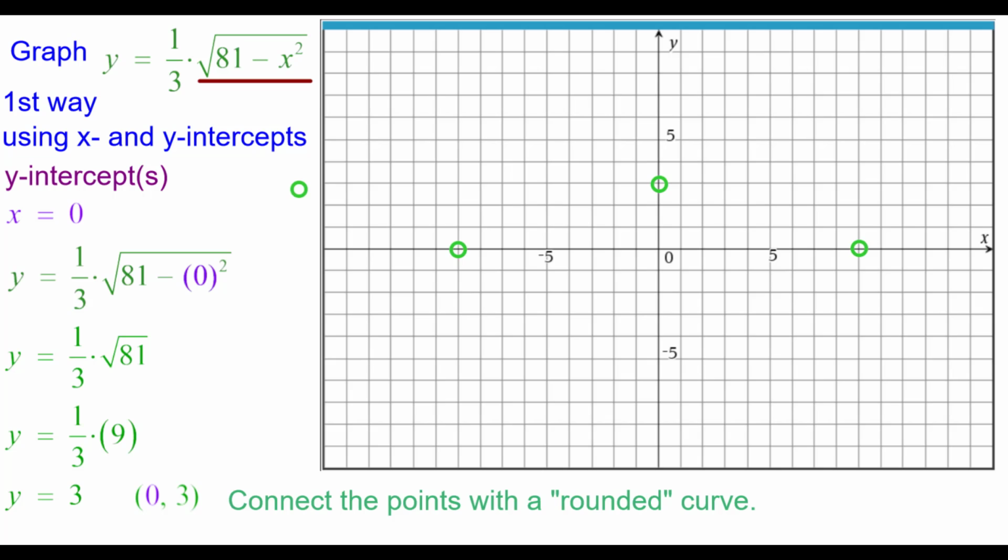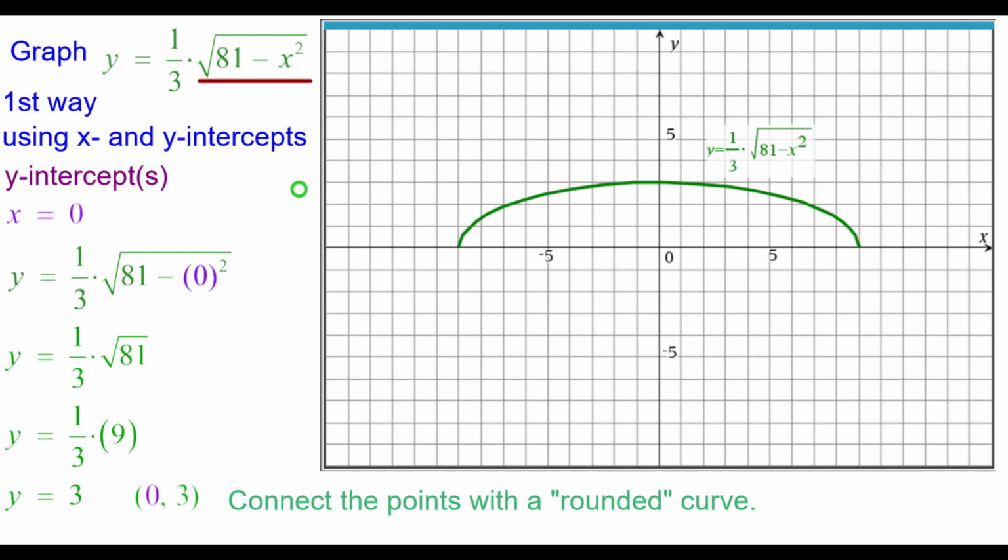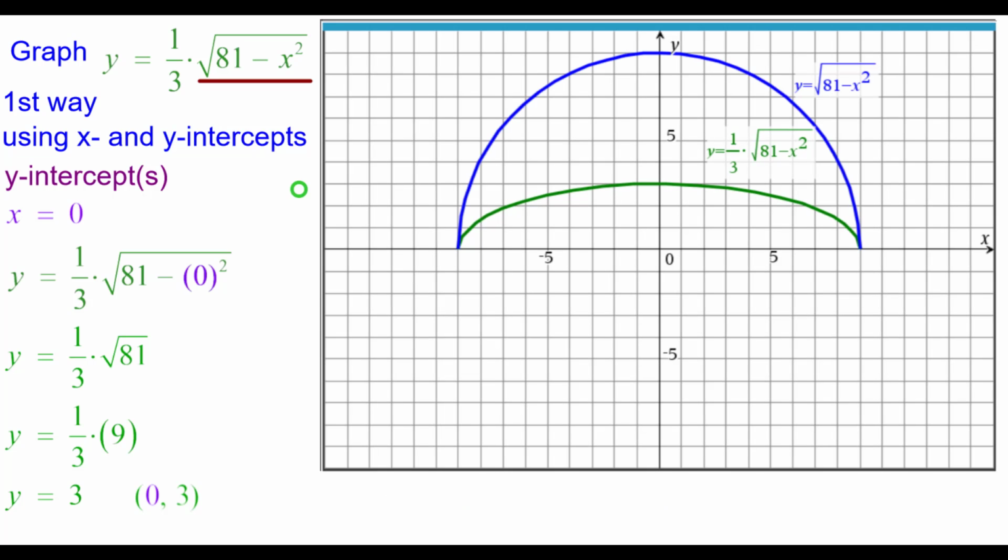All we need to do is connect the points with a rounded curve, and there's our graph. We'll compare it to the parent function y equals the square root of the quantity 81 minus x squared. It's a top half of a semicircle. And you can see that our graph is not a semicircle. That 1/3 changed the shape of the graph. You should notice that the blue y coordinates times 1/3 are the green y coordinates, not just for these points, but for all points.